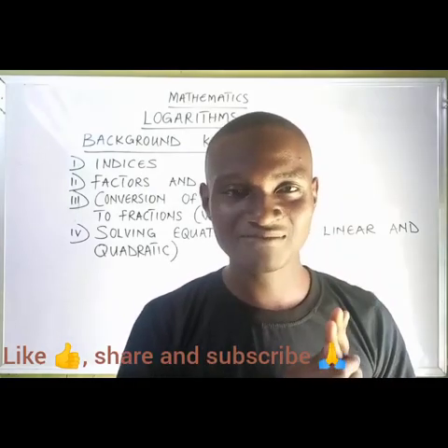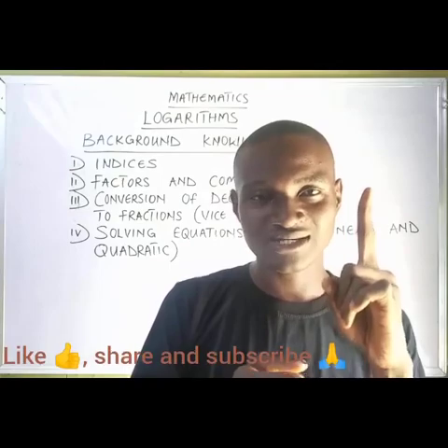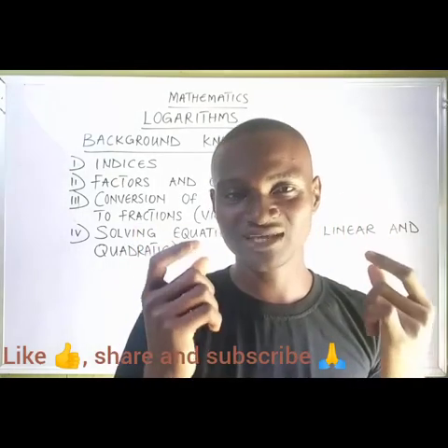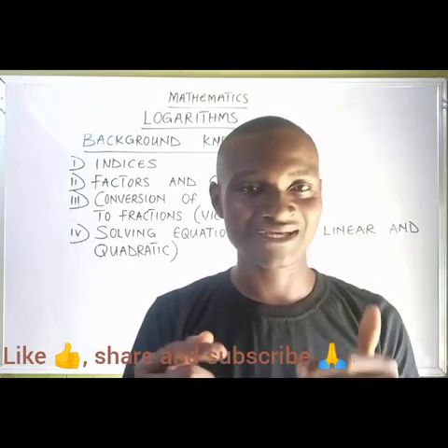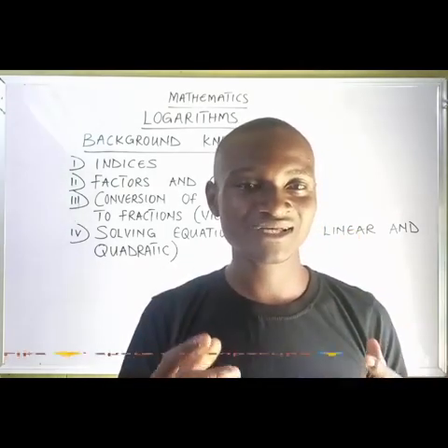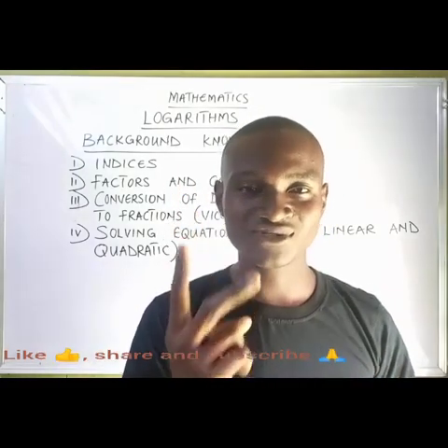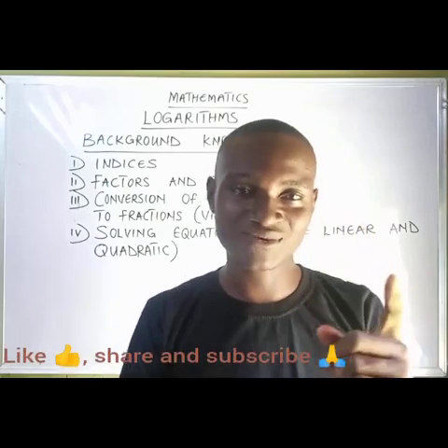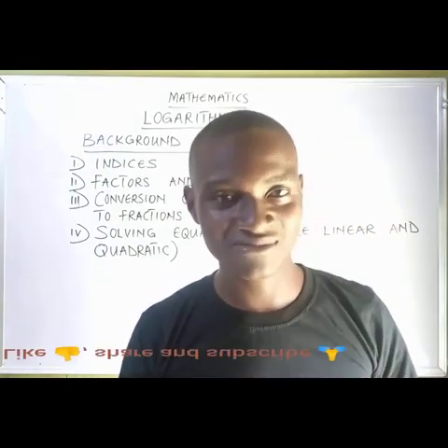Is 9 a prime number? The answer is no. Because aside from 1 and 9 that can divide 9 without remainder, 3 can also divide 9 without remainder. And do you remember what we said prime numbers are? Prime numbers are the numbers that have only two factors. And these two factors are that number itself and 1. And this is why 9 is not a prime number.